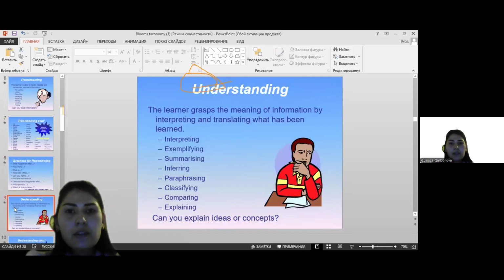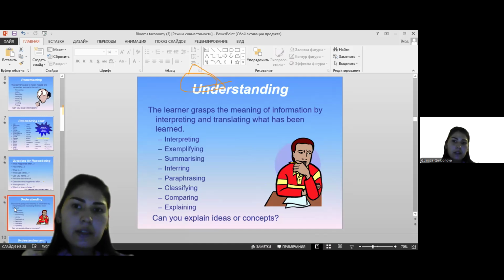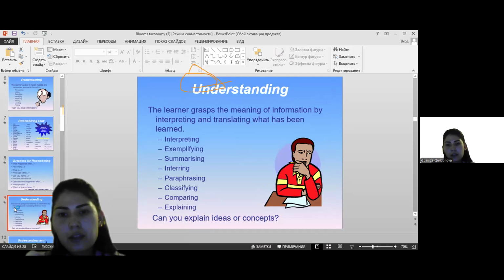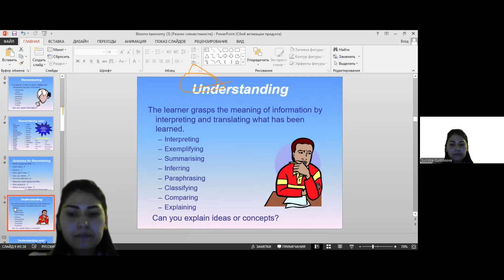Understanding. The learner grasps the meaning of information by interpreting and translating what has been learned. Interpreting, exemplifying, summarizing, inferring, paraphrasing, classifying, comparing, and explaining. Can you explain ideas or concepts?